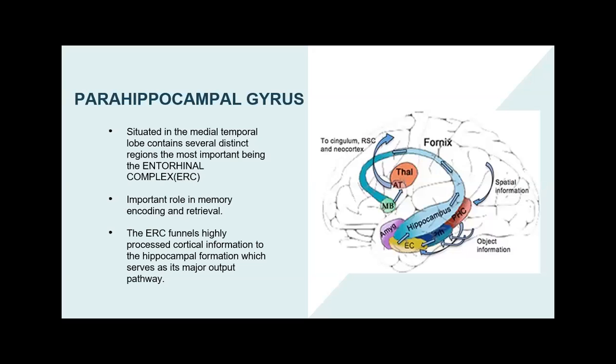Then the parahippocampal gyrus. It is situated in the medial temporal lobe, and it contains distinct areas, the most important being the entorhinal complex. As you can see in this picture, there is the entorhinal complex, then there is the perirhinal complex, and then in red there is the parahippocampal complex. It has an important role in memory encoding and retrieval.